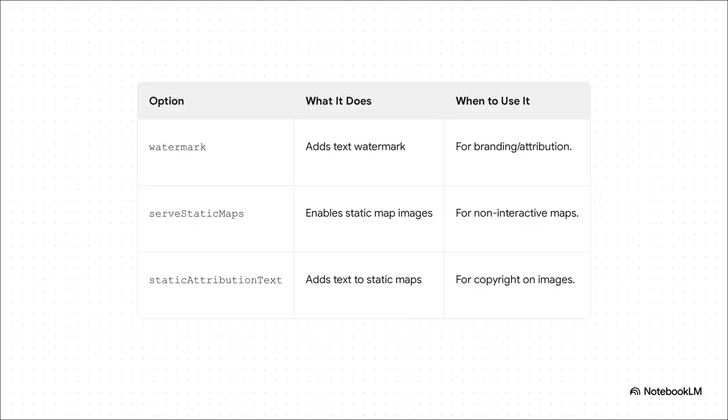And the control just keeps going. You can add a watermark for branding. You can enable serve static maps to generate plain image files of your map, which is great for reports or emails. You can even add static attribution text for copyright notices on those static images. The config file is just packed with these handy little switches.